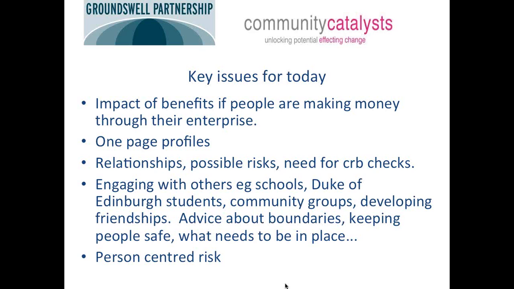So the current system, as you'll all know, is quite clunky, and there is a cliff edge, so that if people start to make significant money through their enterprise, then it will have an impact on their benefits. The amount of money people are allowed to make at the moment depends on whether you've been able to negotiate therapeutic working or not. But there will be a point at which benefits end. Under the universal credit system, the situation is intended to be a lot smoother. Whether it actually works like that, I don't know.